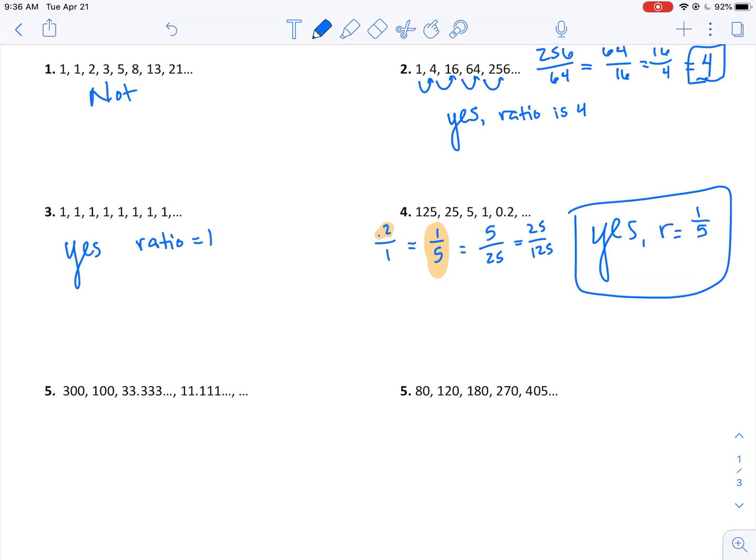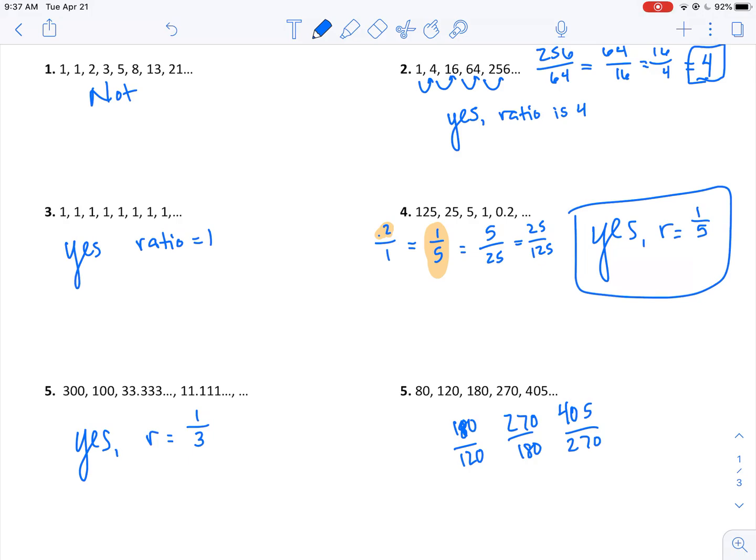All right, so number 5, what's happening? 300 to 100, what am I doing? How do I go from 300 to 100? Well, I could divide by 3. And let's see, if I divide 100 by 3, do I get 33.3 repeating? I typed that in my calculator, and it seems I would. And if I divide that by 3, then I do end up with 11.1. So is this geometric? Well, yeah, it's geometric, and my ratio is I'm dividing by 3.